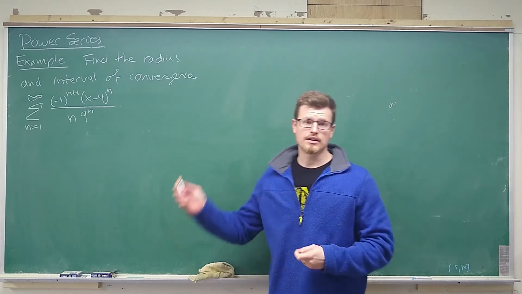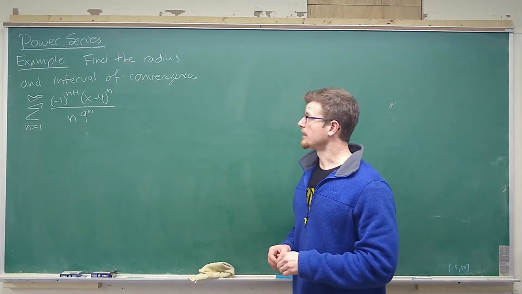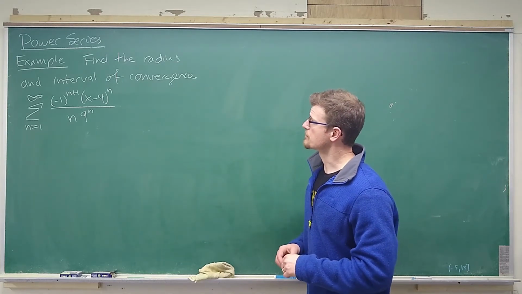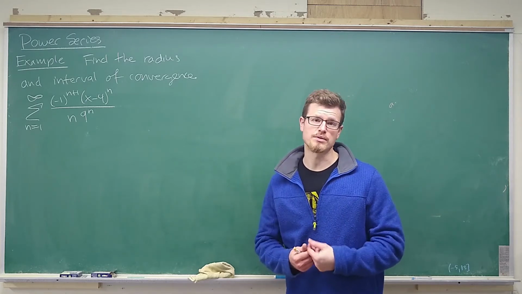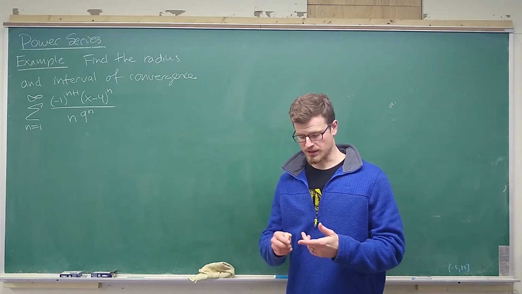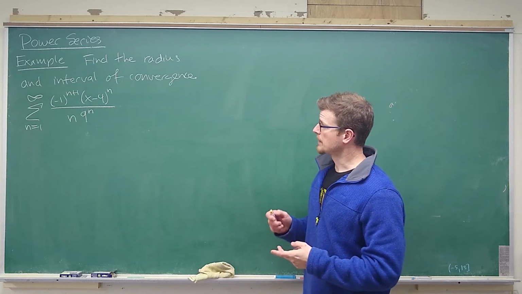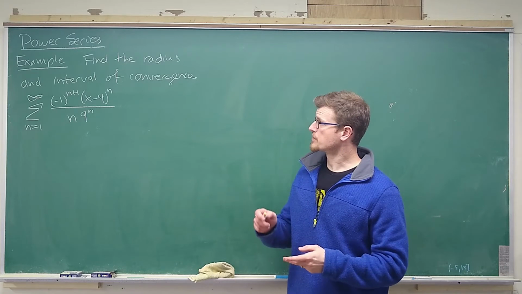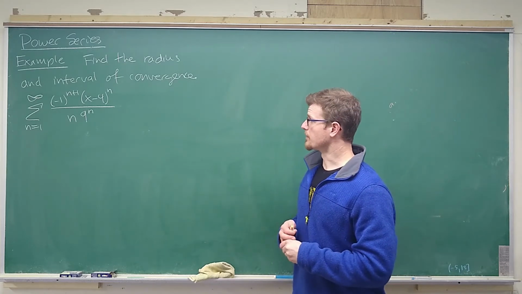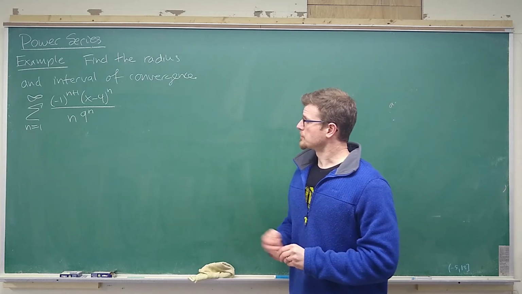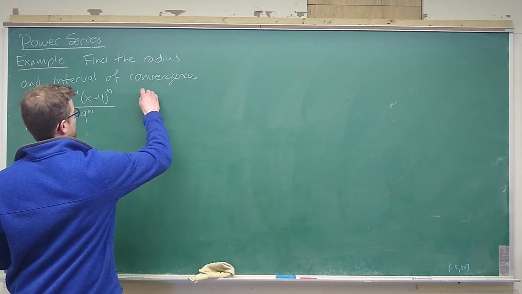We want to look at another example of determining the radius of convergence and the interval of convergence for a power series. So we use the same steps that we used in the last video: determining the center where the power series is centered, then determining the radius of convergence, and then finally testing the endpoints to determine the interval of convergence. So let's start with identifying where the series is centered.